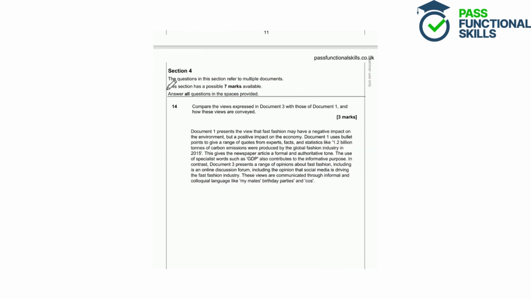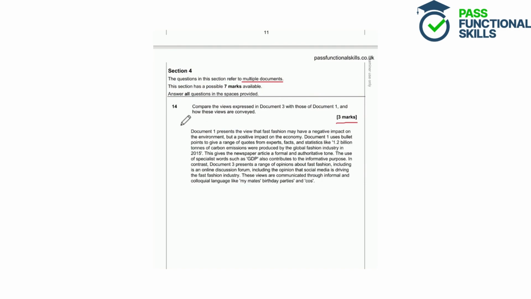Moving on to section 4 then, the questions in this section refer to multiple documents. So make sure that you're reading the question carefully to see which documents you need to refer to in your answer. And we notice the amount of marks available. So this question is for 3 marks, so you should spend a little bit longer on these answers and these comparison questions. We should spend a little bit longer because they are worth more marks. So let's read the question.